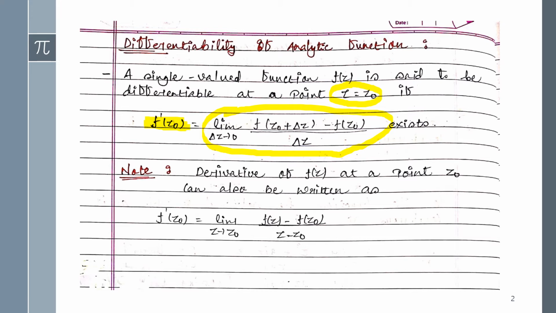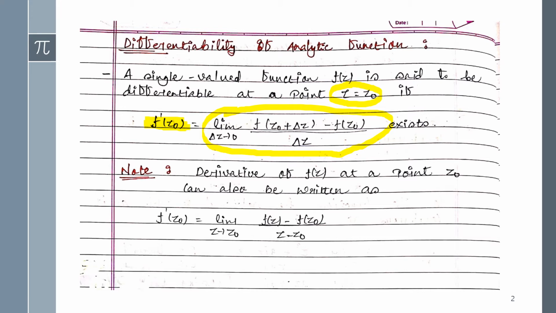Now here I have written one note. The derivative of f of z at a point z0 can also be written in another way of representation: f dash z0 equals limit z tends to z0 of f of z minus f of z0 upon z minus z0. This is another way to represent the derivative. I hope you all understood, guys, and we are going to use this in examples, and this is at the point z0.